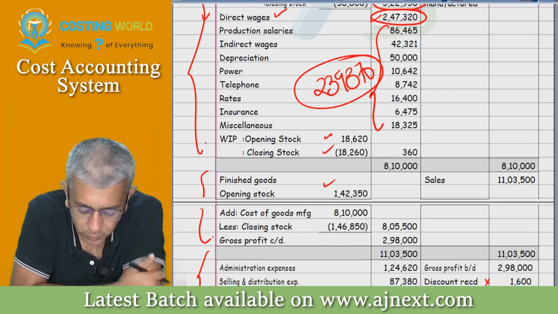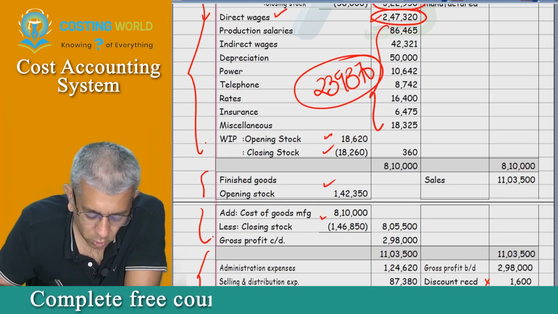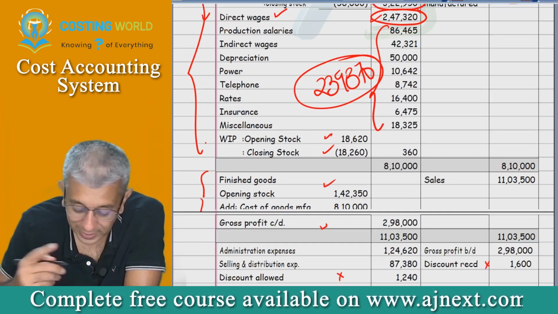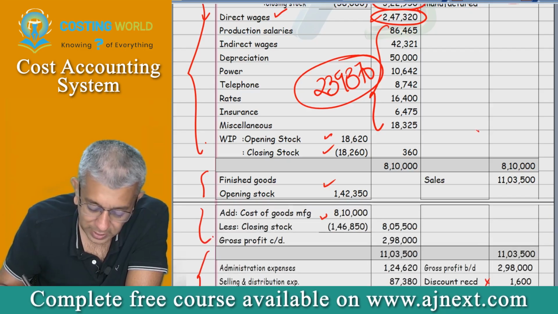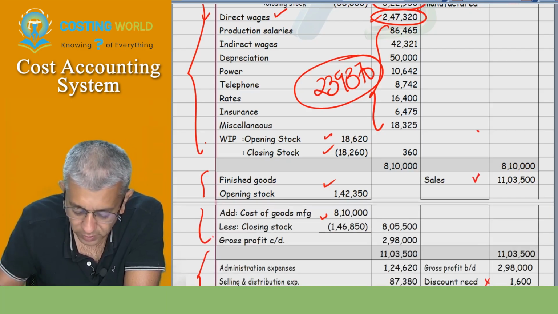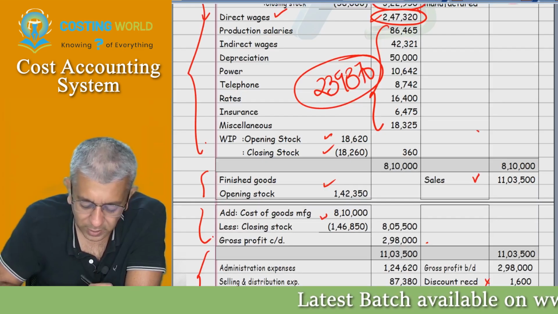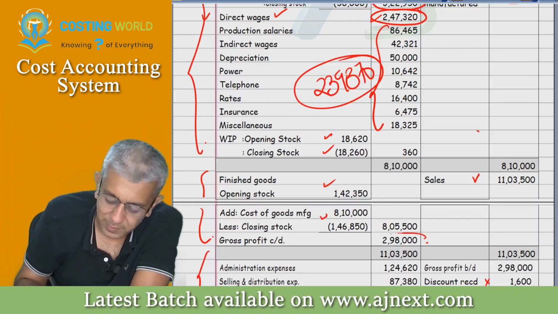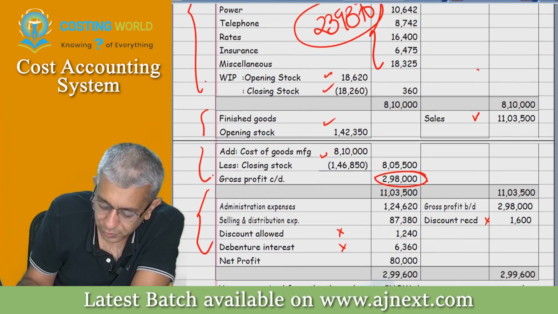In the trading account, you have opening stock. Add cost of goods manufactured. Okay, so 8,10,000 has come from the top. Then in that particular case, you all have sales over here. And lastly, you have gross profit over here. That's a balancing figure. Gross profit will be going down over here.